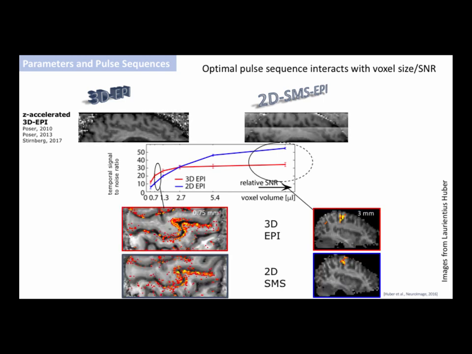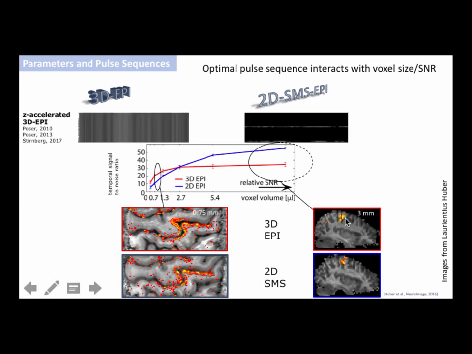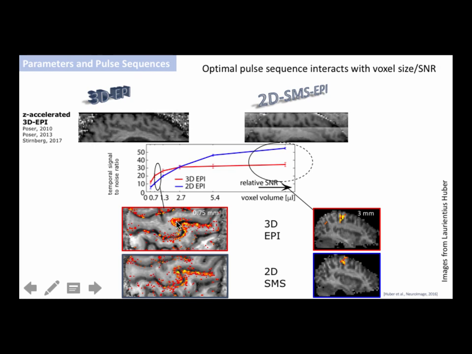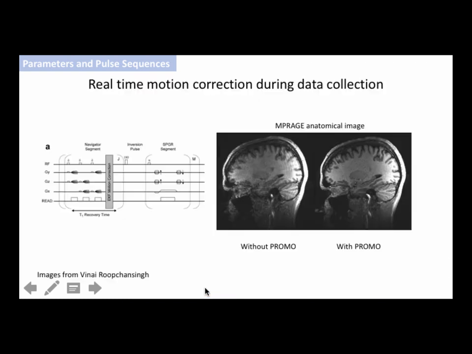Just to give you a sense of what this looks like, you can see at 3 millimeters what they look like, versus at sub-millimeter. You can see that you're getting a nicer, cleaner image with the 3D sequence than the 2D.